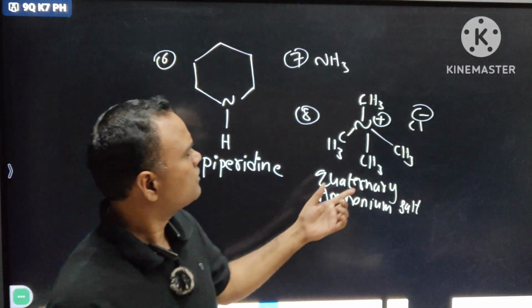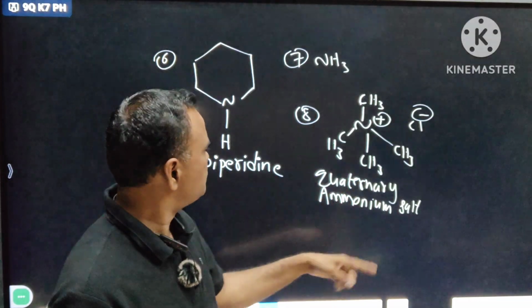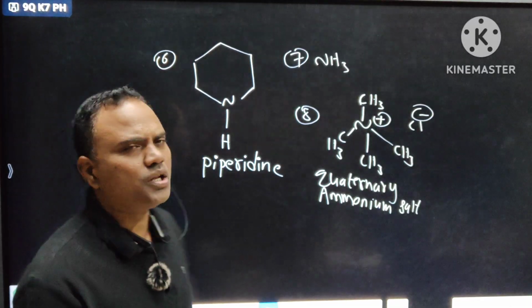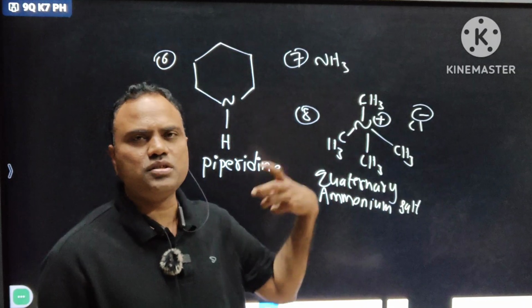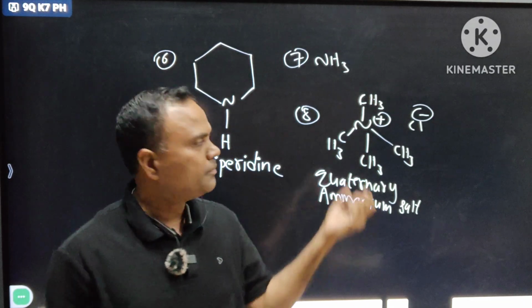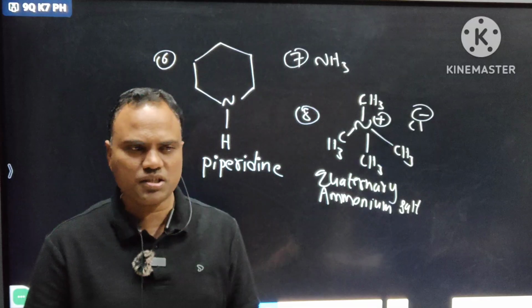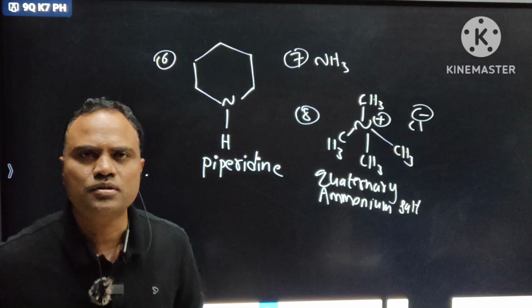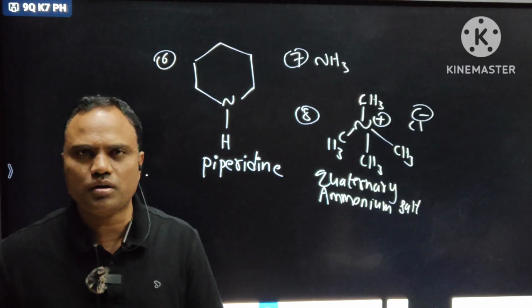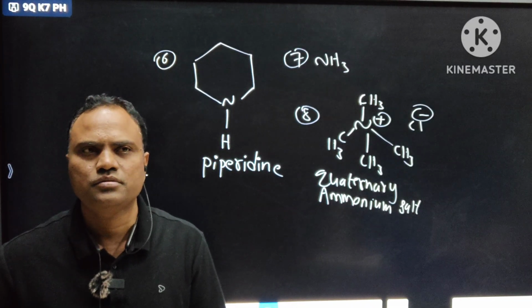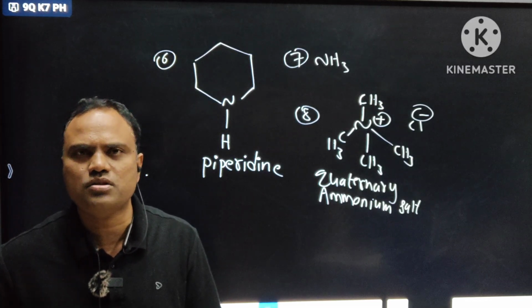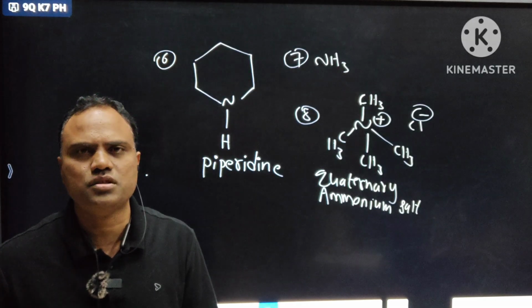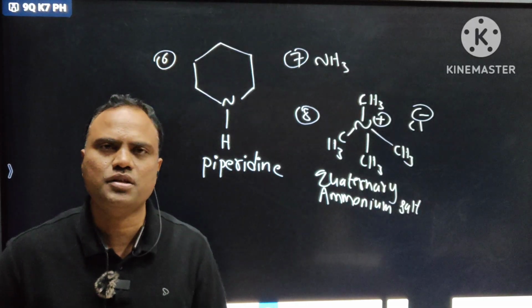Eighth example, quaternary ammonium salt. See, when nitrogen is having a positive charge, immediately a negative charge should be present adjacently for stability reasons, clear? Because nitrogen with positive charge is unstable. That's why it exists in salt form, quaternary ammonium salt. To make it stable, we put some negative charge beside it. That is the reason.